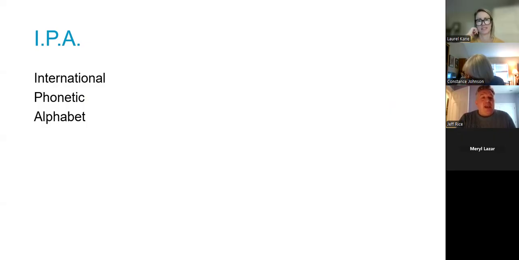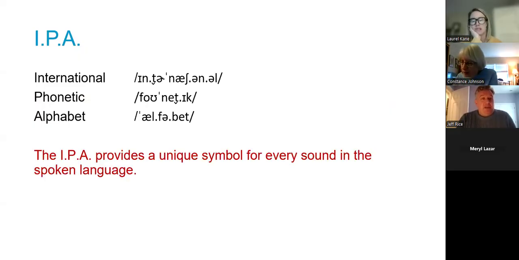So the International Phonetic Alphabet assigns one symbol or character for each sound that appears in any spoken language. You can see it looks like this. Sometimes it's used in dictionaries to provide pronunciation guides, and it eliminates the problem of having one symbol represent more than one sound. So that is a way to clarify the different vowel sounds.